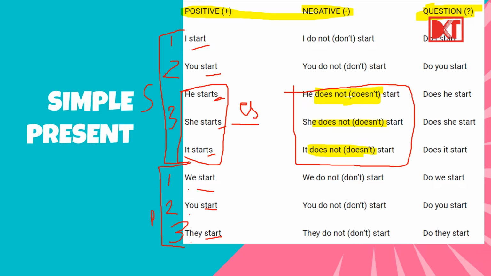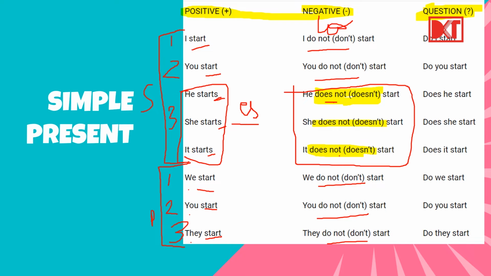Alright. And for the rest of them, we insert do not. But one thing that you have to remember is, in the third person here, we don't have S or ES. You see, because this S and ES is already included in the do. The verb here becomes to do.